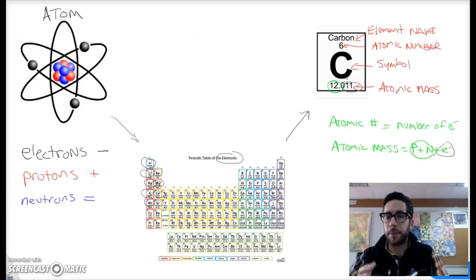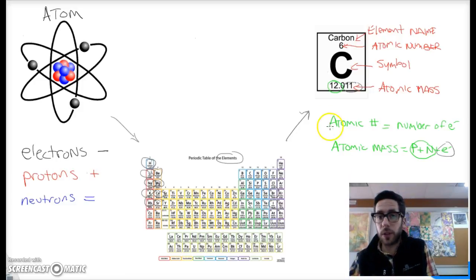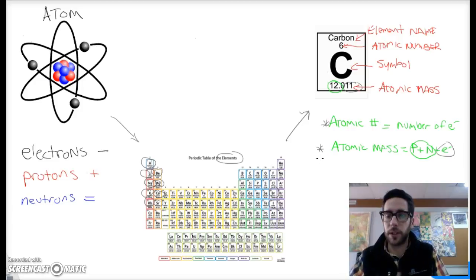Now I know I didn't show you how to calculate each one of those individually, but using these rules, the atomic number equaling the number of electrons and the atomic mass equaling protons plus neutrons plus electrons, I'm going to get you most of the way there. So within our activity, you'll be asked to work through the calculations of some of these, and then we'll use that information later on in some later lessons.